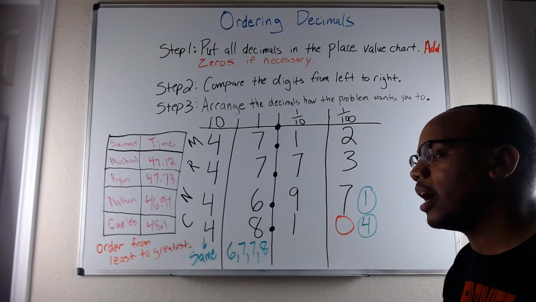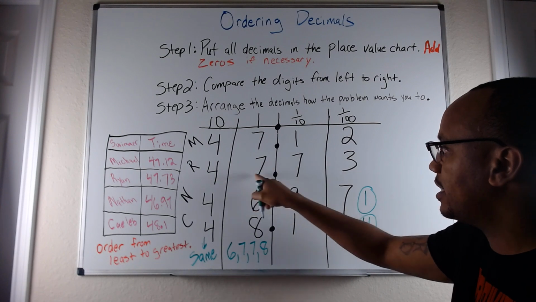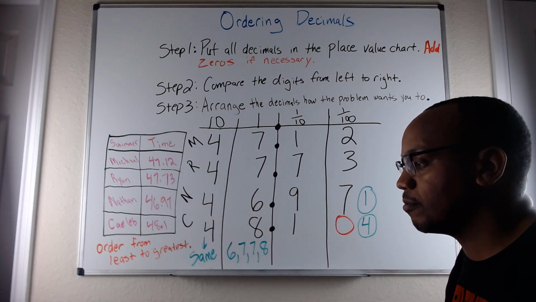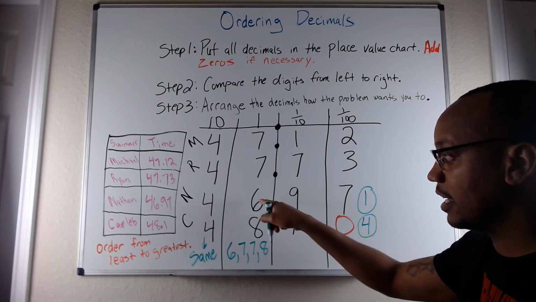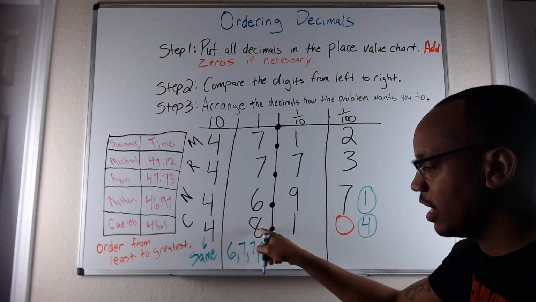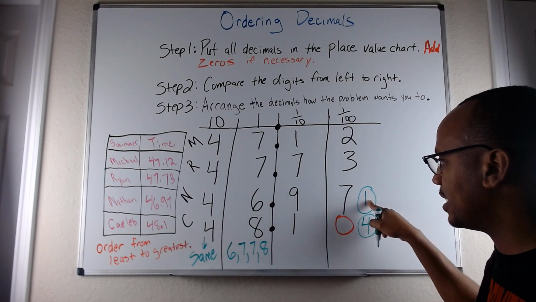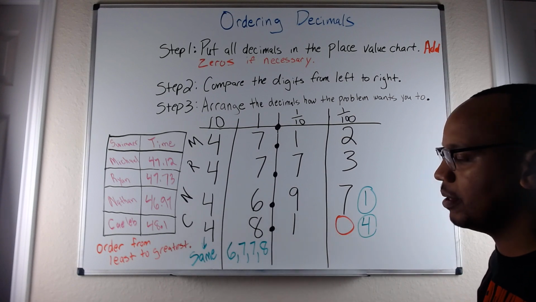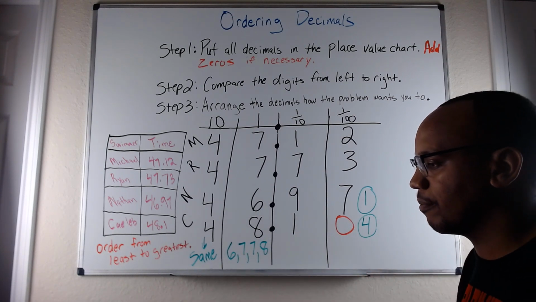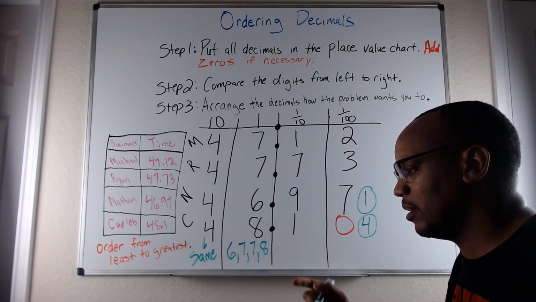Mr. T, how do I know it makes sense? Because you have 47, 47, 46, 48. If I'm going from least to greatest, 46 is obviously first, then 47, 47, then 48 is last. So it makes sense that 46 will be first and 48 will be last. Now you have to distinguish between second and third. One of those 7s is going to be second and the other one is going to be third.